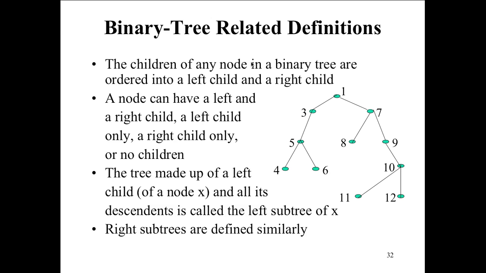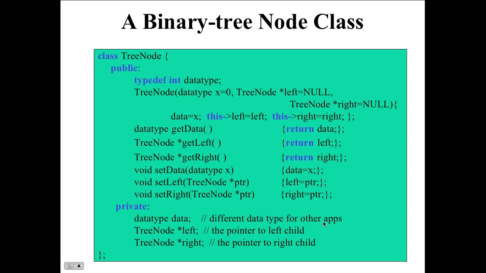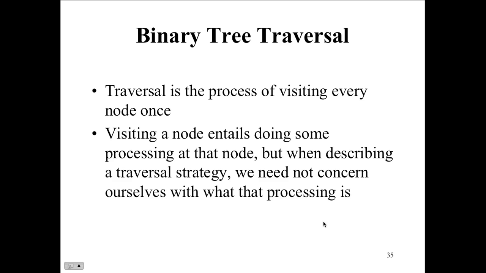So binary tree related definitions. The children of any node in a binary tree are ordered left to right. So a node can have a left and a right child, or a left child only, or a right child only, or no children at all. The left child of X and its descendants are called the left subtree of X. The right subtree is defined similarly. We've seen this a few minutes ago in the beginning. We've actually seen the code already as well.